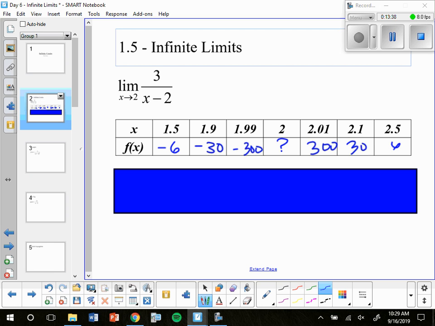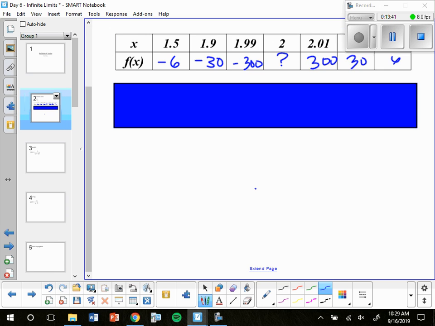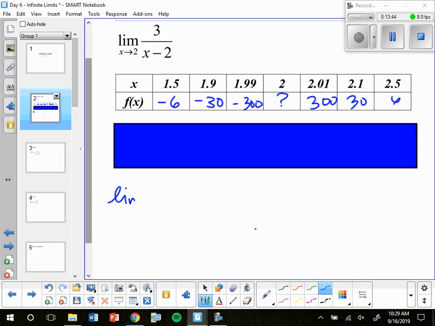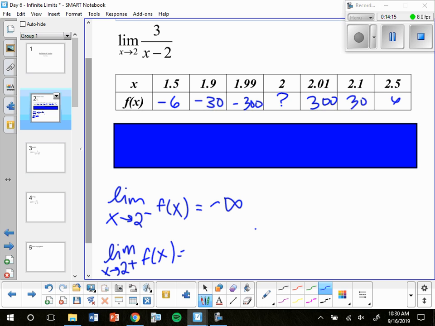Does that make sense? So from this chart, we can see that the limit as x approaches 2 from the left, for numbers that are a little bit smaller, what is that approaching? Negative infinity. That equal sign is not a very good sign, but it's approaching negative infinity. And my limit as x goes to 2 from the right, so from values that are bigger than 2, what am I approaching? Positive infinity.